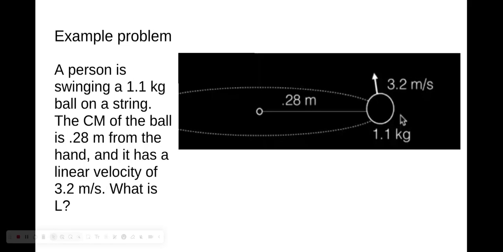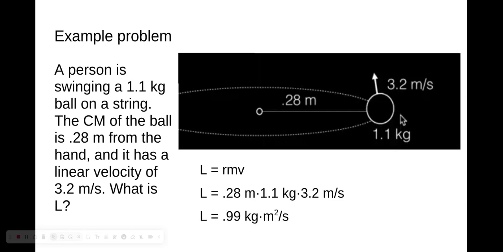So here's an example problem. This is the same example problem that we used in an earlier lesson, and so I'm not going to work through it in detail, but basically you've got a ball swinging on a 0.28 meter string. The ball weighs 1.1 kilograms and it's moving at 3.2 meters per second. What is its angular momentum? Well, it's the radius times the mass times the linear speed. That equals 0.99 kilogram meters squared per second.